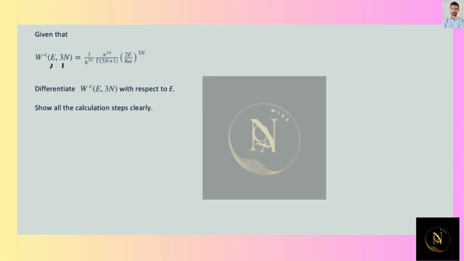Hi, so over here we're given a certain function that depends on the energy and on 3n, and we want to differentiate this function with respect to the energy. We're going to consider that n is not going to be a function of energy.